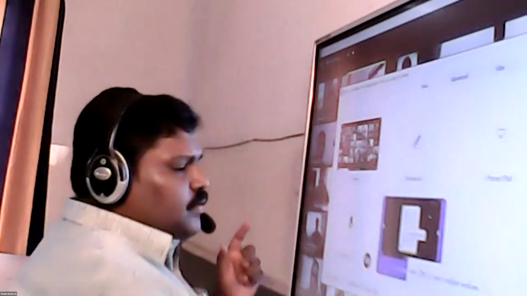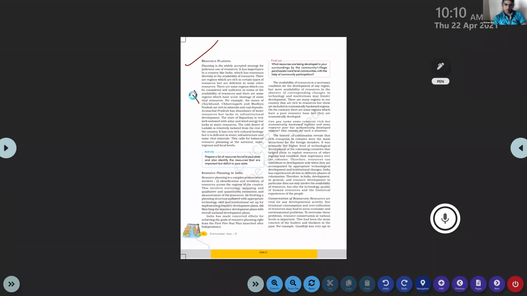So the background we discussed already. Why is resource planning necessary? Underline infrastructure and some vital minerals. This calls for a balanced resource planning at the national, state, regional, and local level.